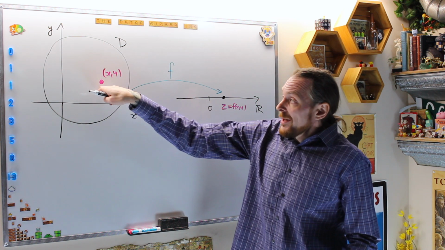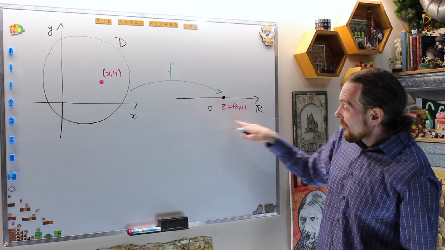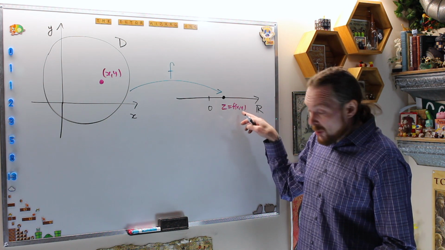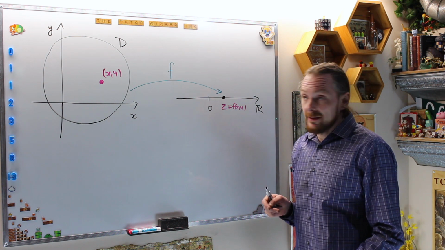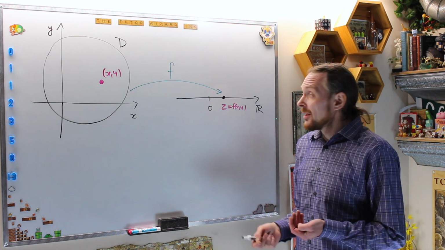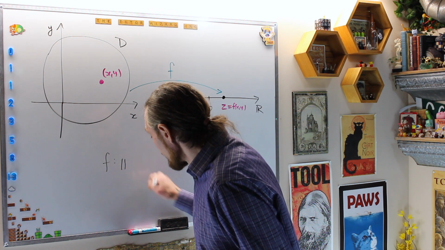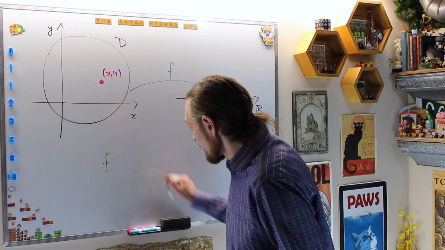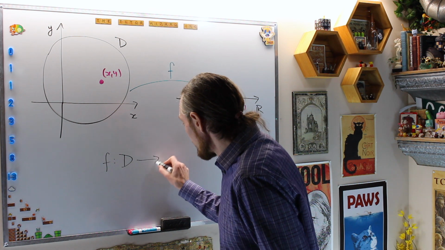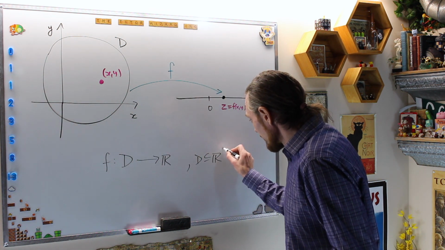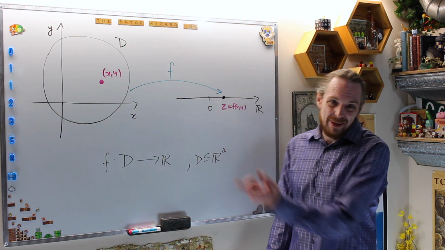We take every point in here and we assign it to, remember, even though this has the big machinery z equals f of (x, y), this is a point on the real number line, and this is a good way to pictorially write f. And the other way we're going to write this is f going from D to R, where D is, remember, always a subset of R2 or Rn, depending on what dimension we're in.